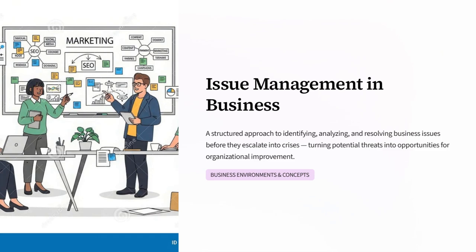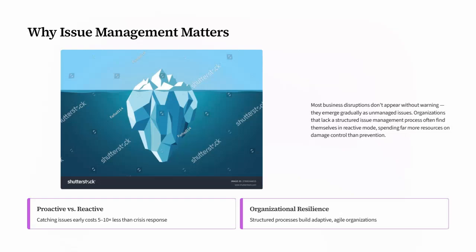Business disruptions rarely happen all at once. More often, they develop gradually when smaller issues are overlooked or left unmanaged. Without a structured process, teams are pushed into reactive mode, where they spend significantly more time and resources containing damage. Early intervention costs 5 to 10 times less than crisis response. Effective issue management is therefore not just about solving individual problems. It strengthens organizational resilience by creating consistent ways to identify, prioritize, and address challenges before they escalate, helping the organization remain adaptive and agile.